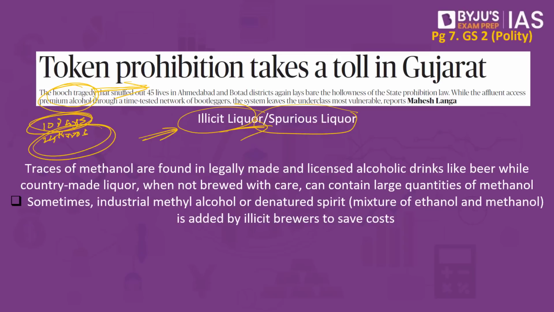What makes it poisonous? Traces of methanol are found in legally made and licensed alcoholic drinks like beer, while country-made liquor, when not brewed with care, can contain large quantities of methanol. Sometimes industrial methyl alcohol or denatured spirit, which is a mixture of ethanol and methanol, is added by illicit brewers to save cost. These people use methanol to increase the potency of the liquor. Methanol gets absorbed in the gastrointestinal tract of the person drinking it, and can enter the system through the skin and by inhalation. Methyl alcohol is extremely toxic. 10 ml can cause blindness. 30 ml can cause death within 10 to 30 hours.